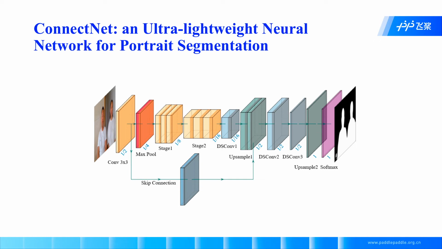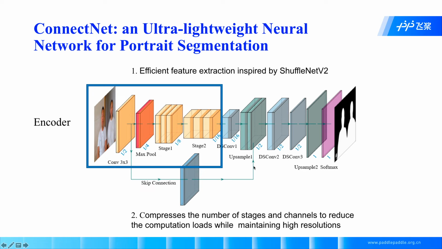We propose an ultra-lightweight segmentation network to work with SCL, namely ConnectNet. It adopts an encoder and decoder structure inspired by ShuffleNet. The encoder follows an inverted bottleneck blocks design with channel shuffle operation to extract features efficiently. To reduce the computation load while maintaining high resolutions, ConnectNet compresses the number of stages and channels, while every stage is stacked by multiple blocks.